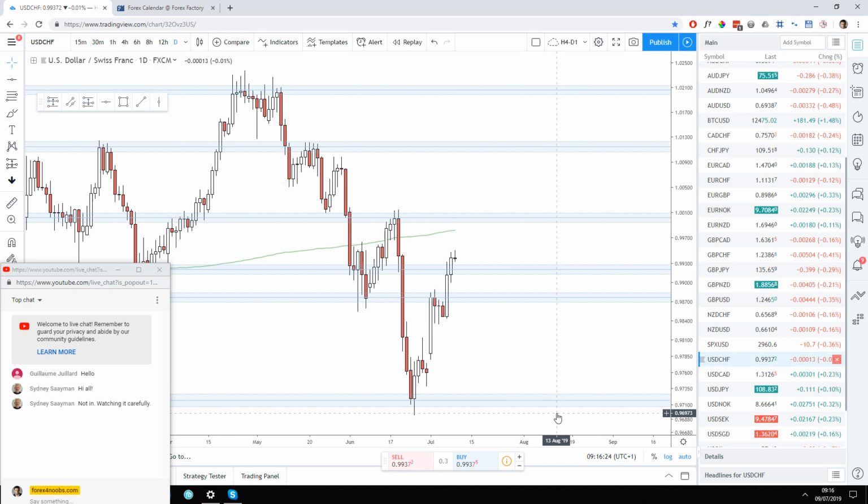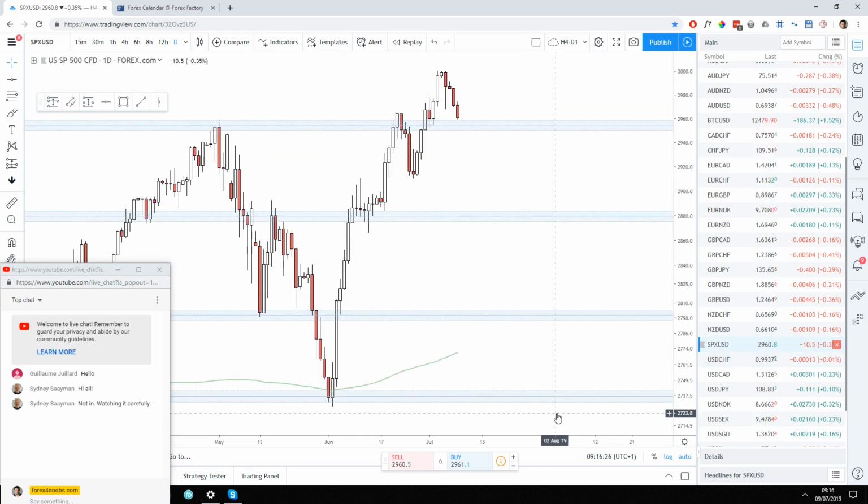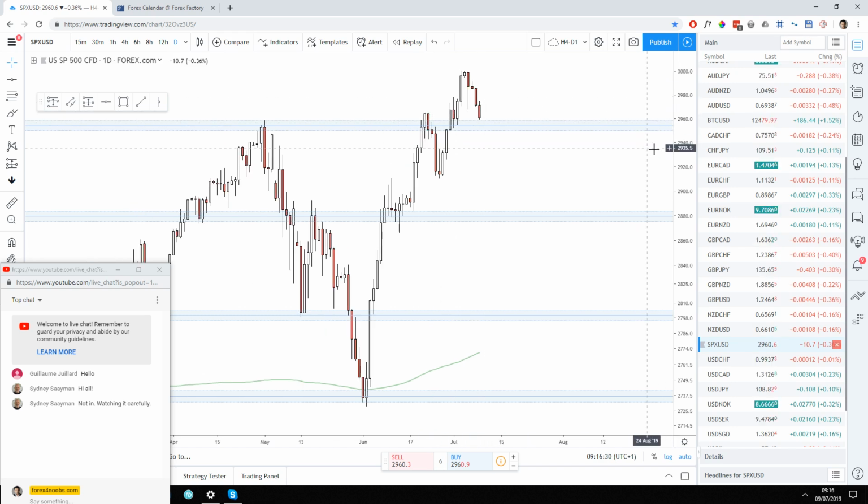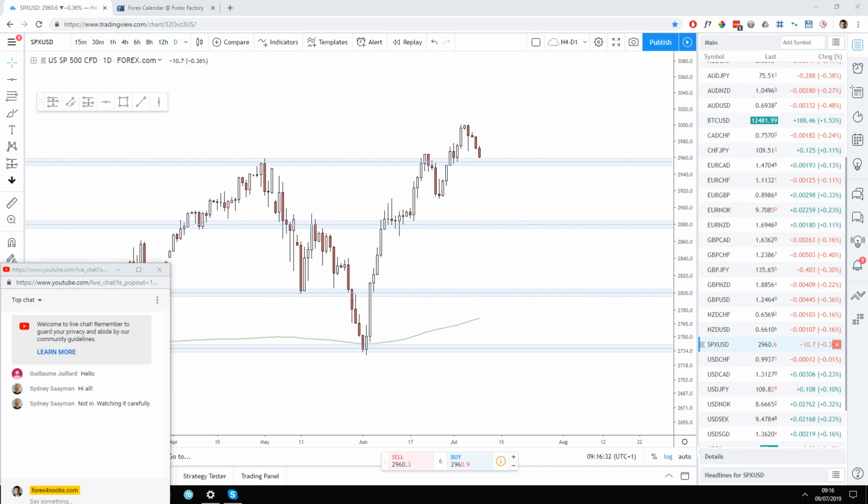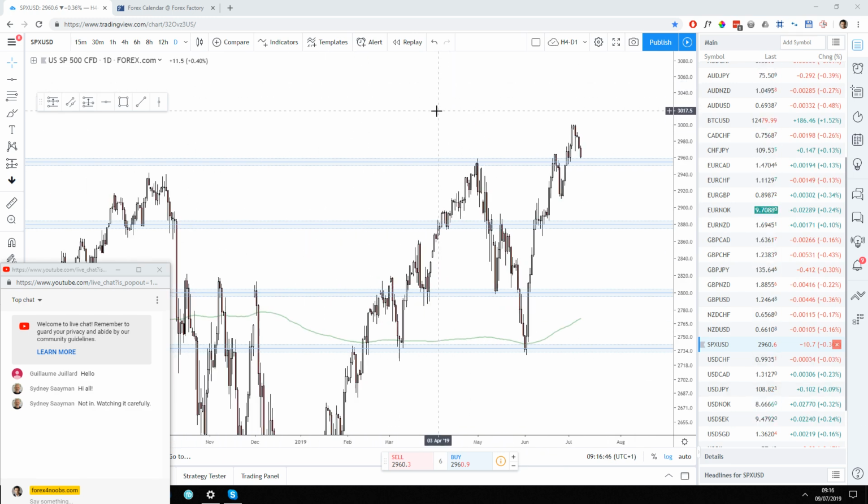SPXUSD. For those of you who can trade CFDs, so pretty much everyone that's not in America, I believe, can trade them, as long as your broker has CFDs as an option. There does seem to be a potential continuation forming here.